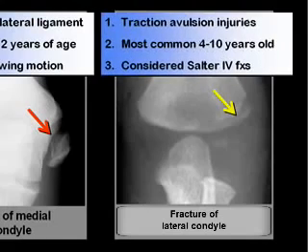This is a fracture of the lateral condyle of the elbow. These fractures are traction avulsion type injuries. They're most common around the age of 4 to 10 years, and they are considered Salter 4 fractures and may be associated with growth abnormalities.